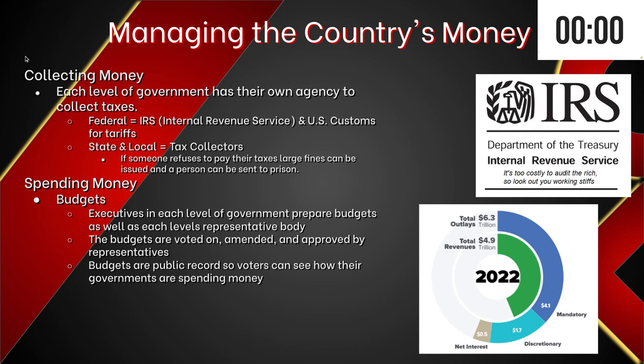Okay, so when you pay taxes, whether that's your income tax, property tax, excise tax, anything like that, it's all collected by the different levels of government that are responsible for that. So in the majority of cases, you have an income tax that goes to the state and to the federal government. Property taxes typically go to your state government and local governments. So each level has its own department or its own organization that collects these taxes.